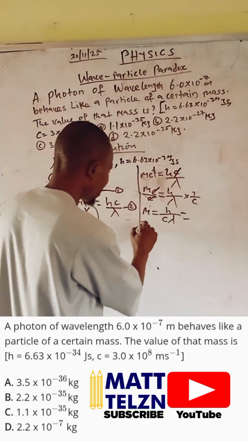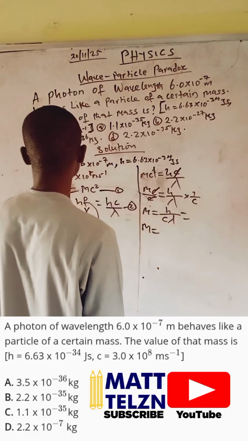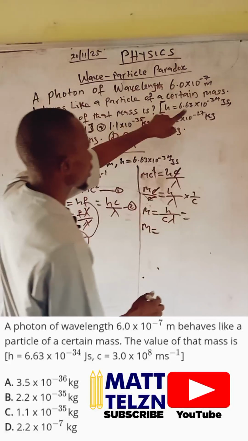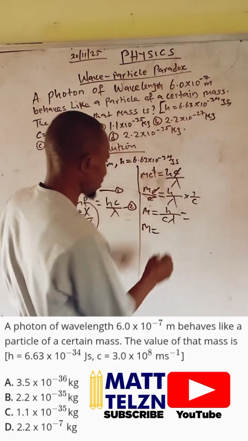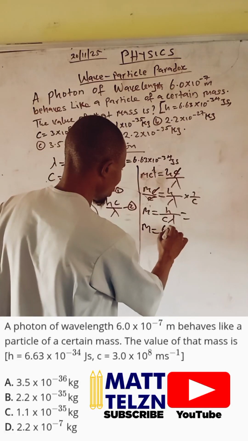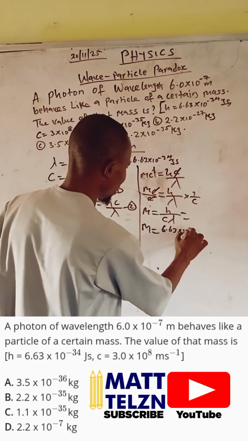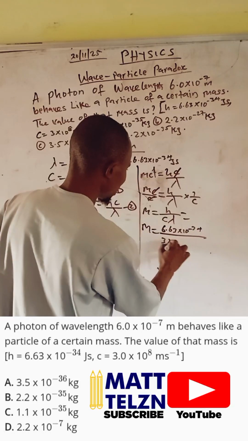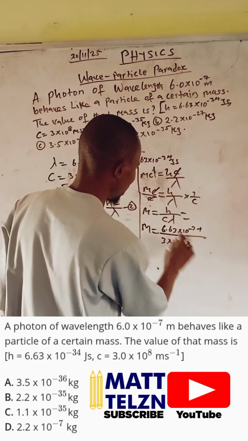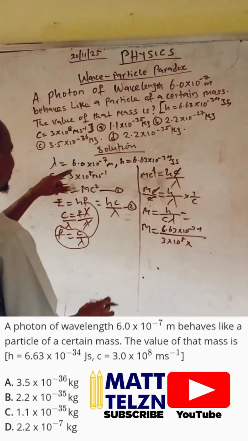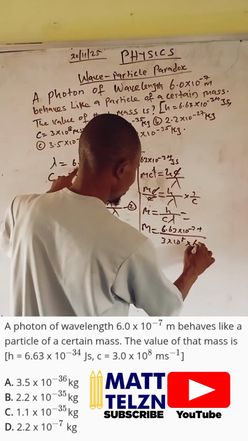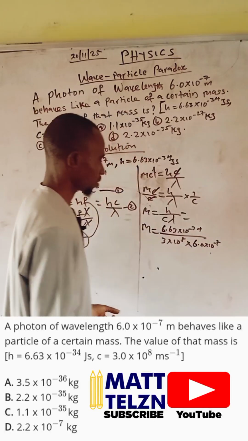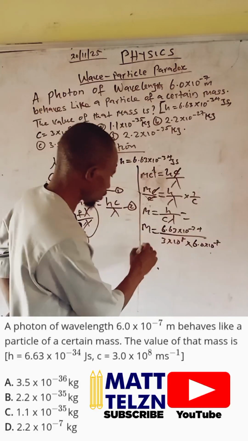Good. So my mass now, my Planck constant is given in the question as what? 6.63 times 10 raised to power minus 34. Over my c, which is 3 times 10 raised to power 8, times my lambda. My lambda is given as 6.0 times 10 raised to power minus 7. Good, right? Now I'll simplify it.